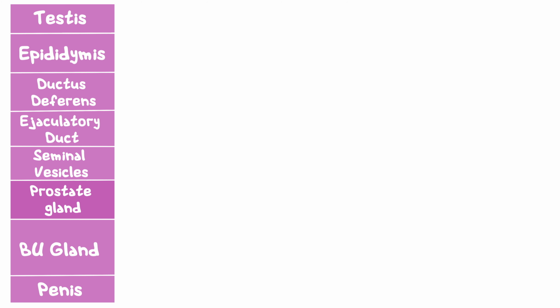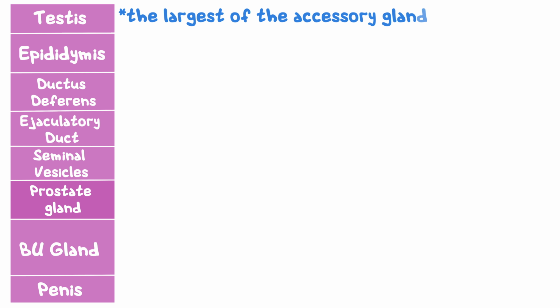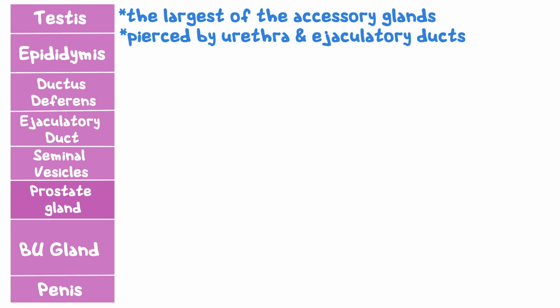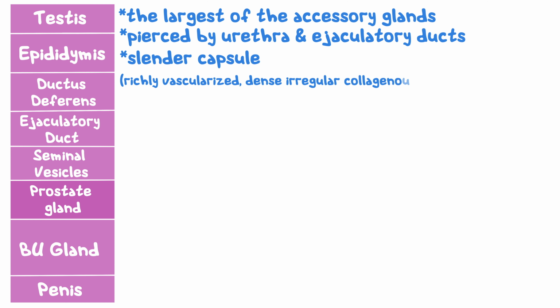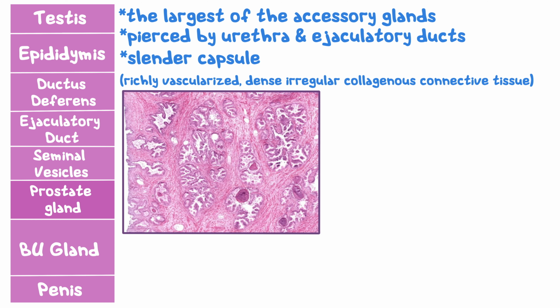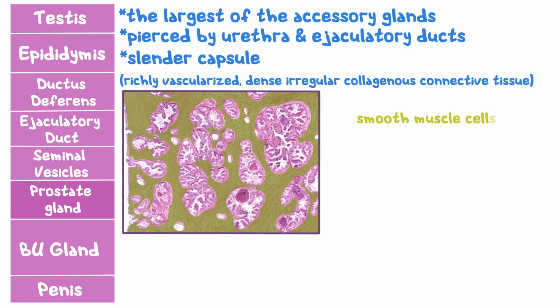The prostate gland, the largest of the accessory glands, is pierced by the urethra and the ejaculatory ducts. The slender capsule of the gland is composed of richly vascularized, dense, irregular collagenous connective tissue interspersed with smooth muscle cells. The connective tissue stroma of the gland is derived from the capsule and is therefore also enriched by smooth muscle fibers, in addition to the normal connective tissue cells.